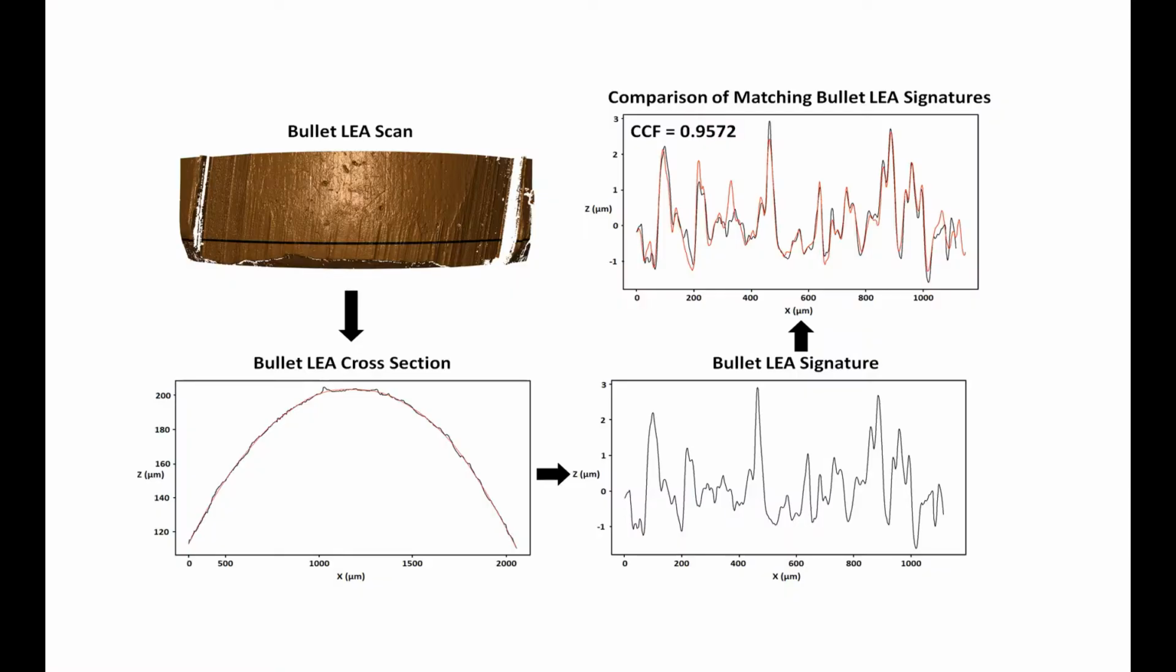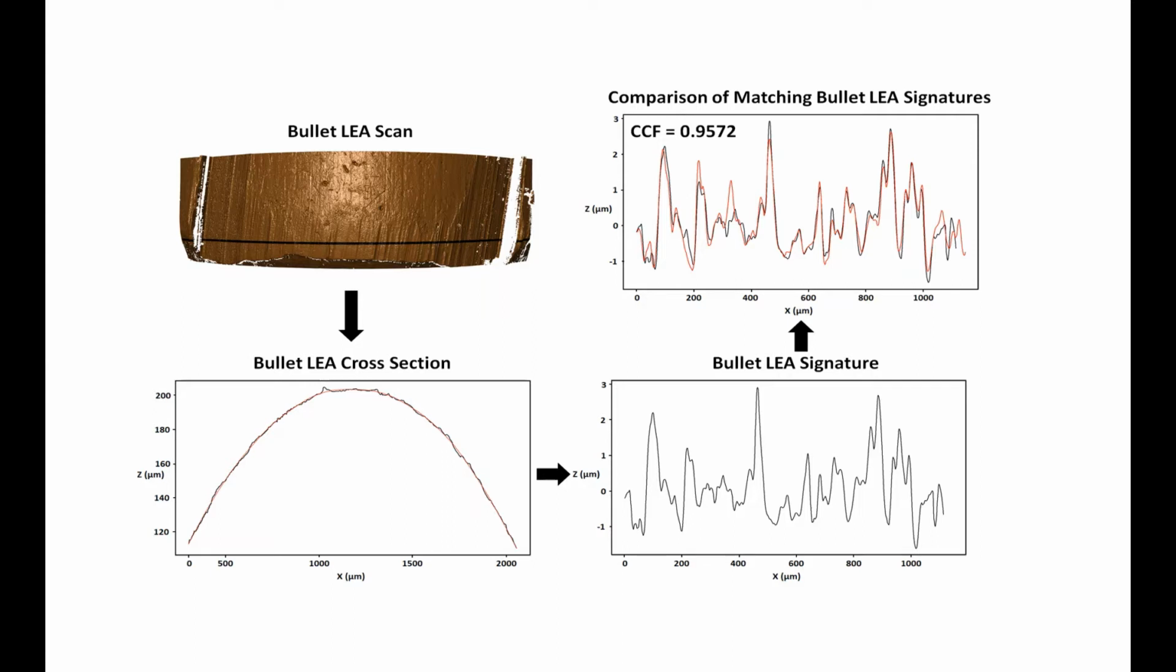The code we built upon looks only at a single ideal cross-section across the surface of the bullet. At this ideal cross-section, the topography is extracted and the global structure or the shape of the bullet is determined by fitting a local exponential regression curve. Subtraction of this curve results solely in the peaks and valleys of the tool marks, known as the bullet signature. These signatures then can be overlaid, aligned, and compared using a cross-correlation function, or a CCF.